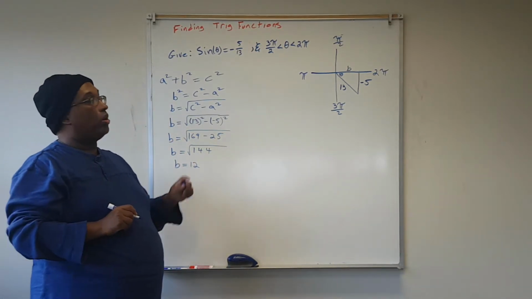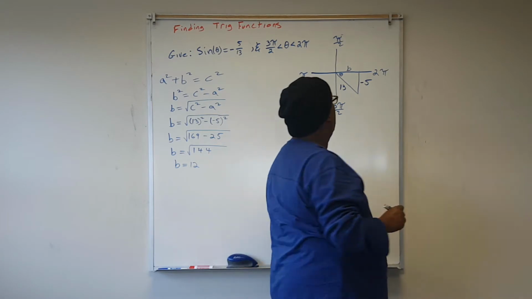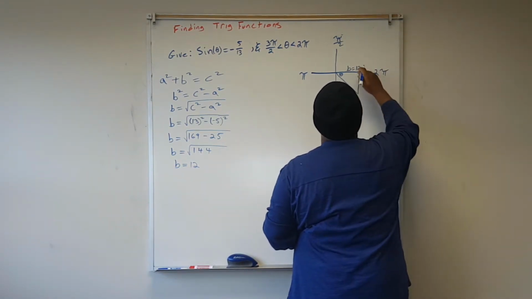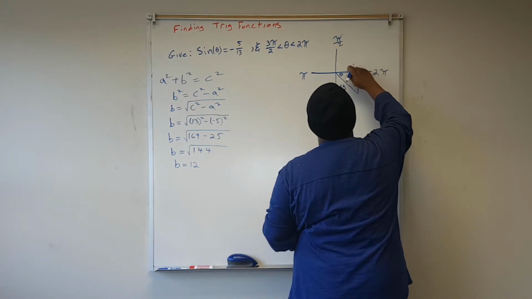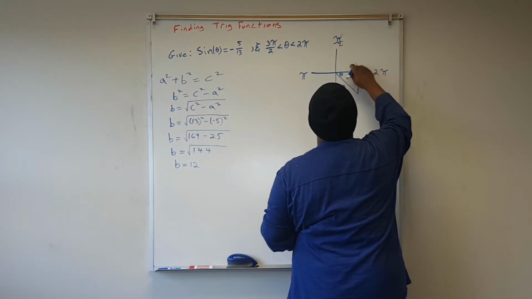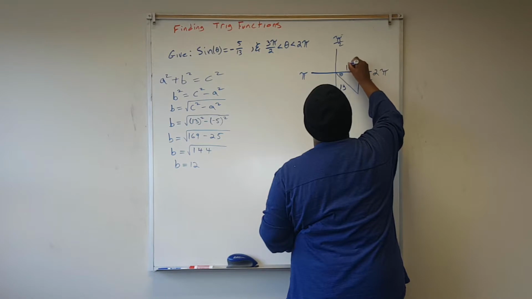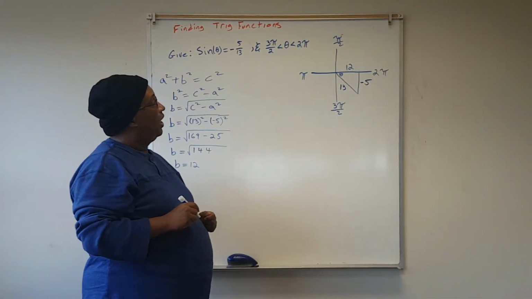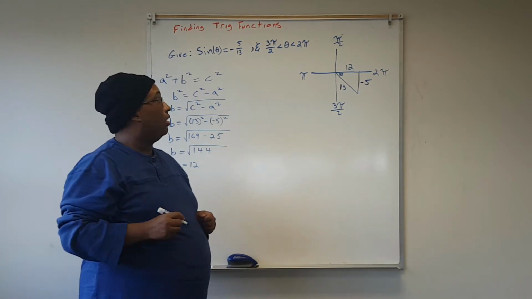Now that we know B equals 12, we can label it on our triangle. B equals 12. So we know that. Now we can find our remaining trig functions.